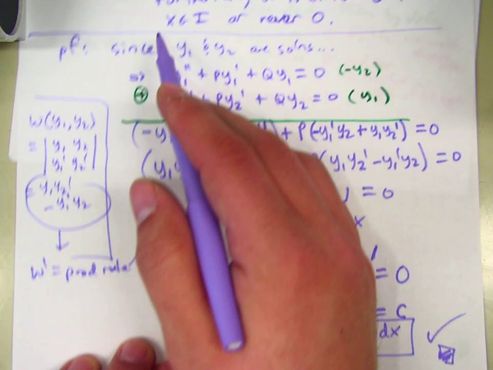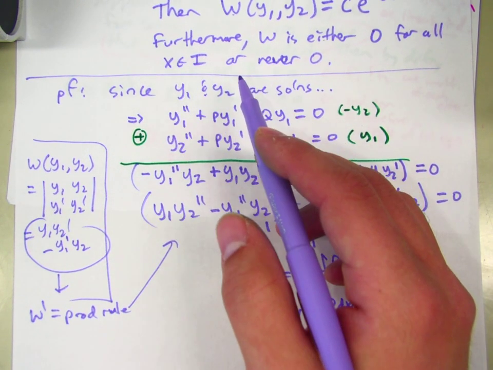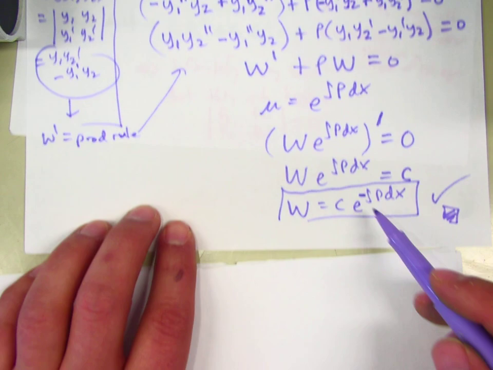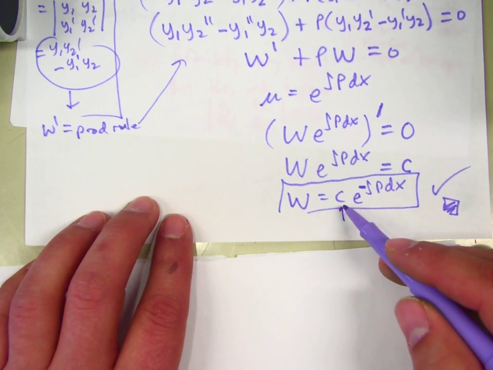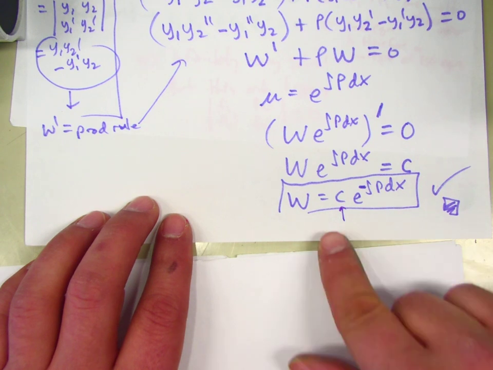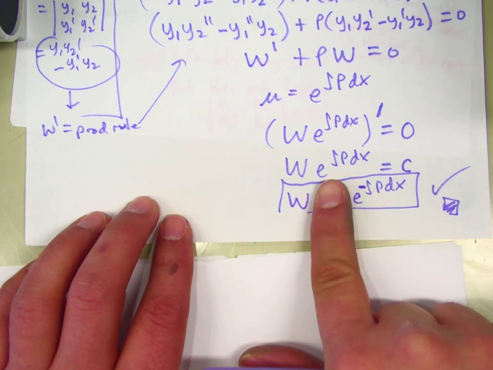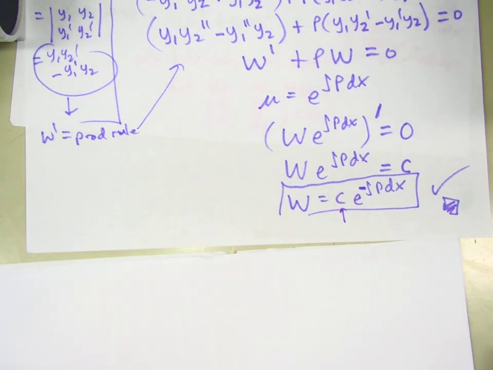Also, let's talk about this last point, that the Wronskian is either 0 for all x or never 0, right? Well, I think this is clear. If c is 0, then it is 0 for everything, right? But if this constant is anything but 0, that exponential is never going to be 0. Okay, so that clarifies that.